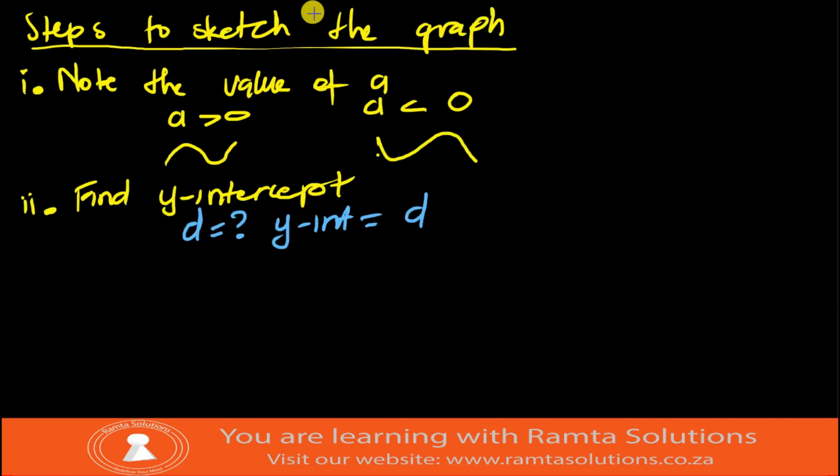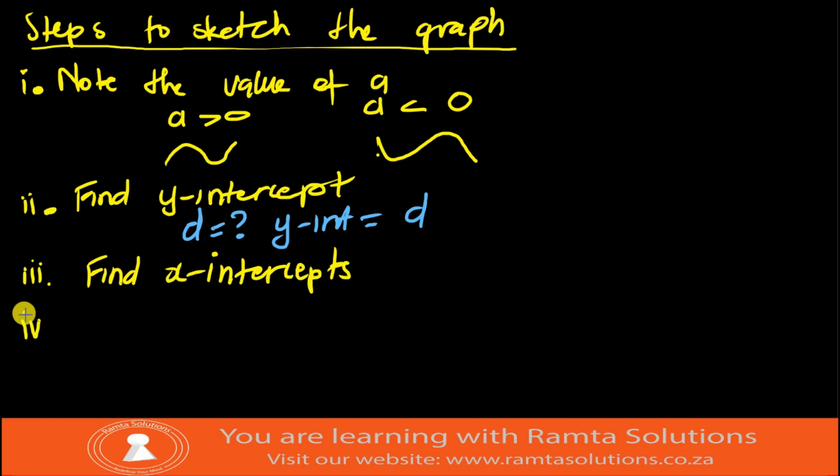Perfect. The third step, when you want to sketch these, is to find the x-intercept. In the previous video, I showed you methods of solving for x for cubic expressions. So by now you know how to solve for x on a cubic equation. Number four, find stationary points.